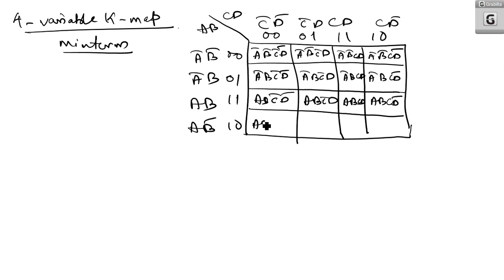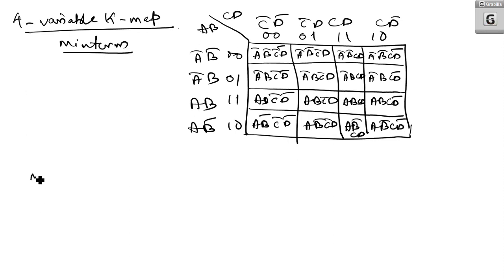So here what I am having is A B bar C bar D bar, A B bar C bar D, A B bar C D, A B bar C D bar. Okay, so these are the corresponding min terms.